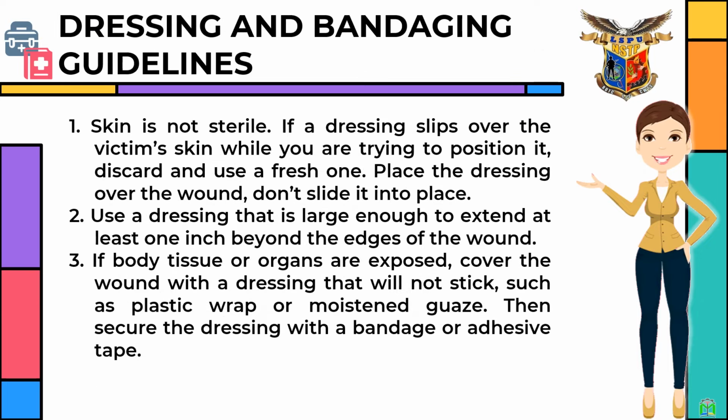Bandaging guidelines. 1. Skin is not sterile. If a dressing slips over the victim's skin while you are trying to position it, discard it and use a fresh one. Place the dressing over the wound, don't slide it into place. 2. Use a dressing that is large enough to extend at least 1 inch beyond the edges of the wound. 3. If body tissue or organs are exposed, cover the wound with a dressing that will not stick, such as plastic wrap or moistened gauze. Then secure the dressing with a bandage or adhesive tape.